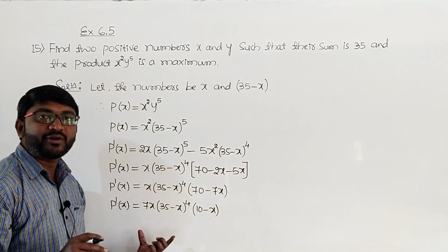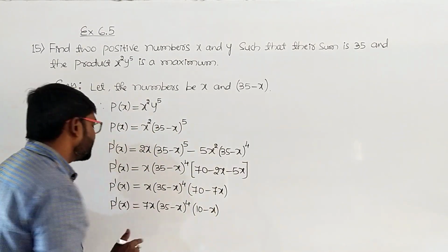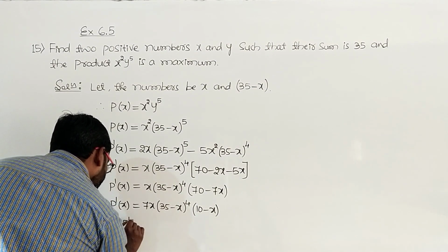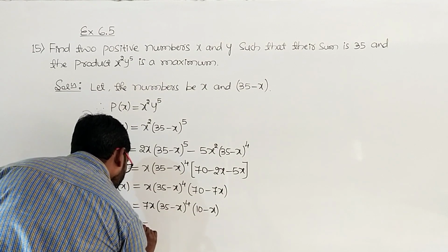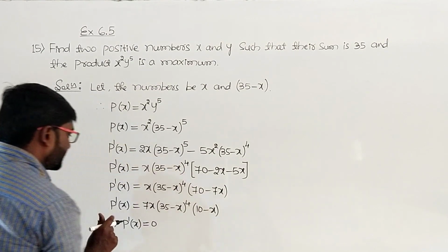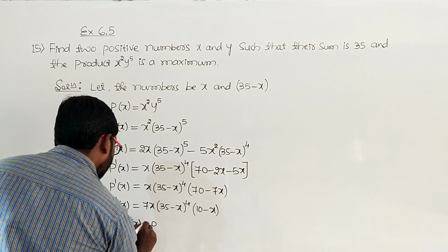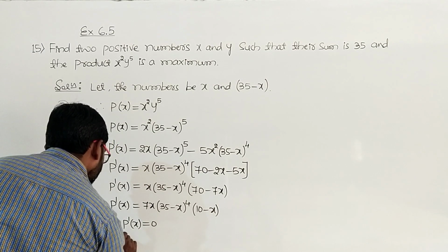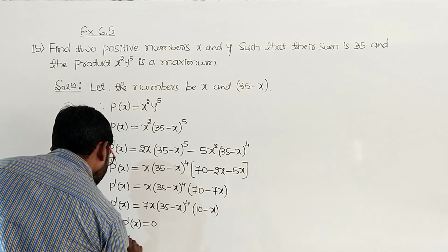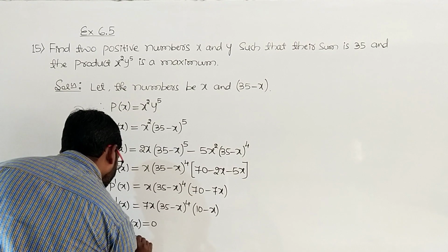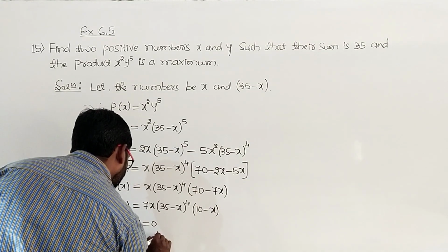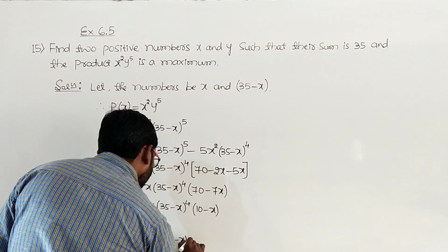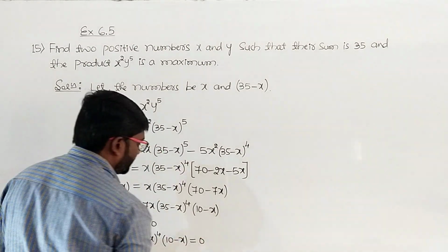Now to get the critical points, we have to equate p dash of x with 0. So what do we get now? Let us equate p dash of x with 0. So you get 7x into 35 minus x to the power 4 and then 10 minus x, which is equal to 0.